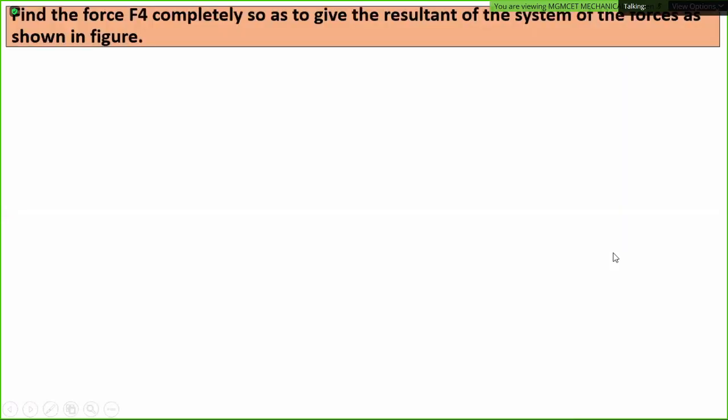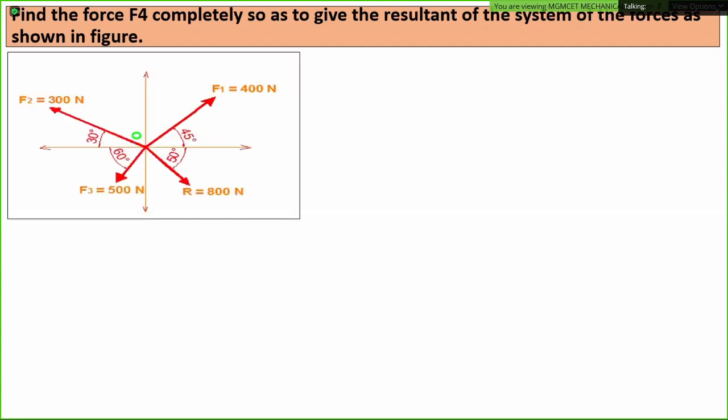Now he is saying, find the force F4 so as to give the resultant of the force system of the forces as shown in figure. Let us see what is the figure given over here. So total forces, how many forces are given? Find the fourth force F4. Is F4 visible here? Nowhere is F4 shown over here. This is the question given. How many forces can you see here? 4.